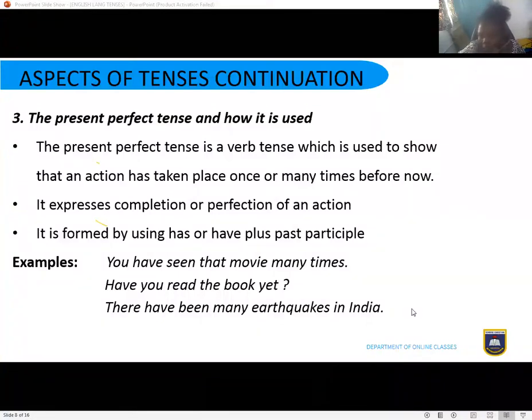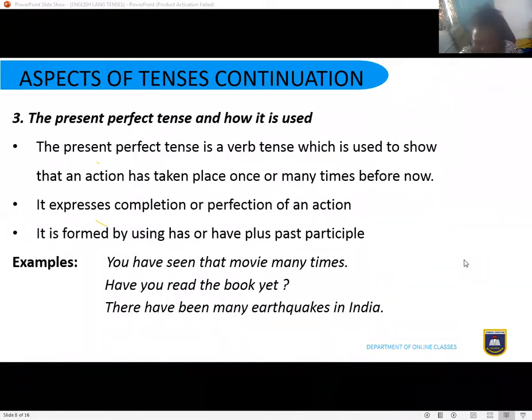Now, the present perfect tense here tells us that what? The action which has taken place has been what? Perfected. Or it tells us that the action which has taken place is what? Completed by the performer. All right?